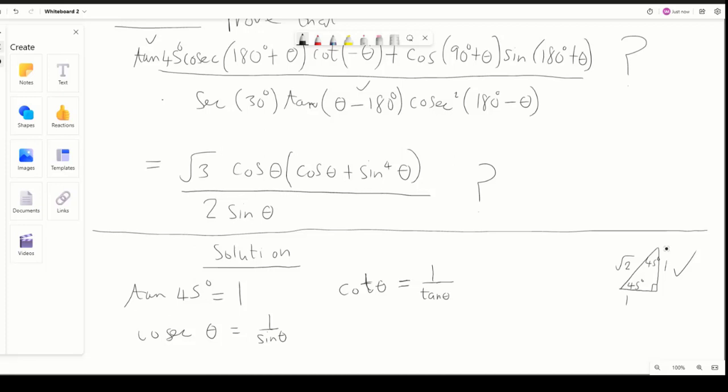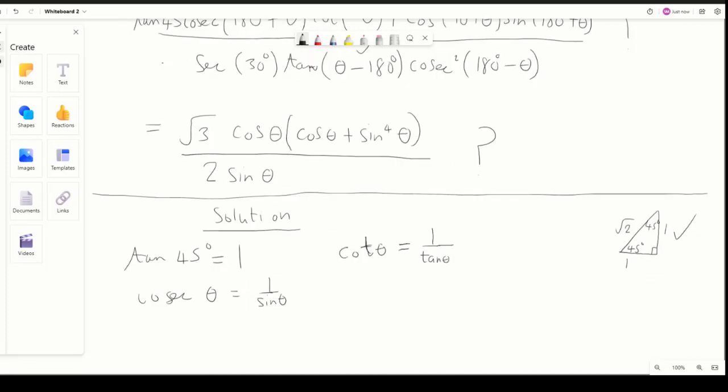Then I'm just going through them as they stand there, and then the sec of theta.